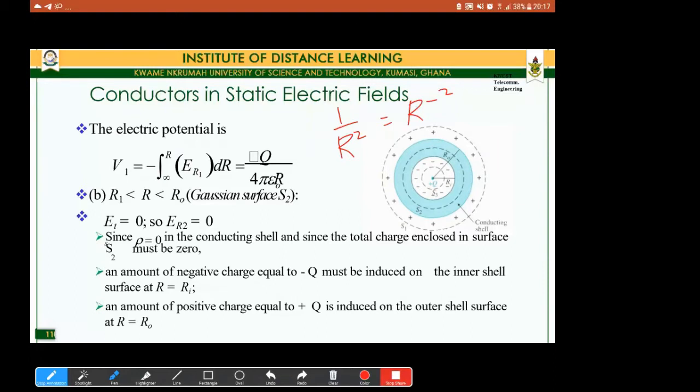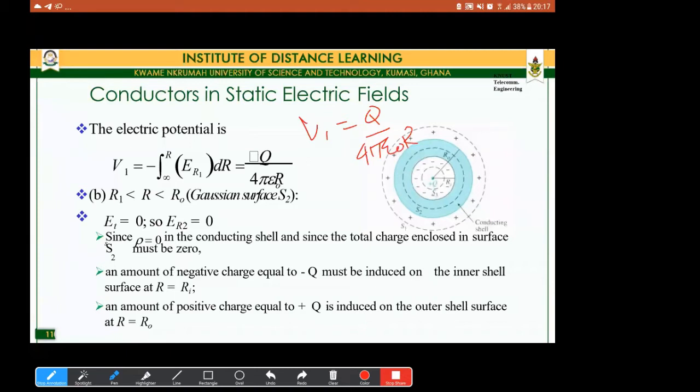If you integrate R raised to the power minus 2, you get what? R raised to the power minus 1. And then you multiply this by negative, so it becomes R raised to the power minus 1, which is the same thing as 1 over R. Because everything else is a constant, the charge is not a function of R, 4 is constant, pi is constant, epsilon is constant. And therefore, what you get is that V1 equals Q over 4 pi epsilon naught R.